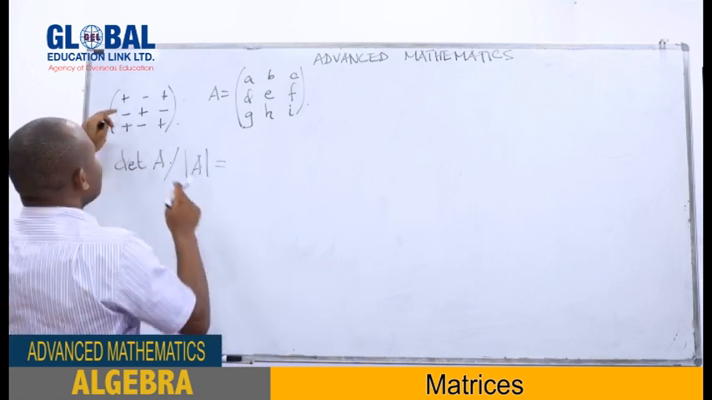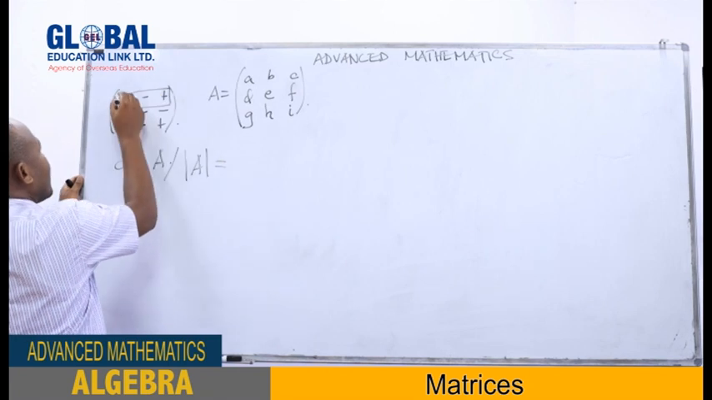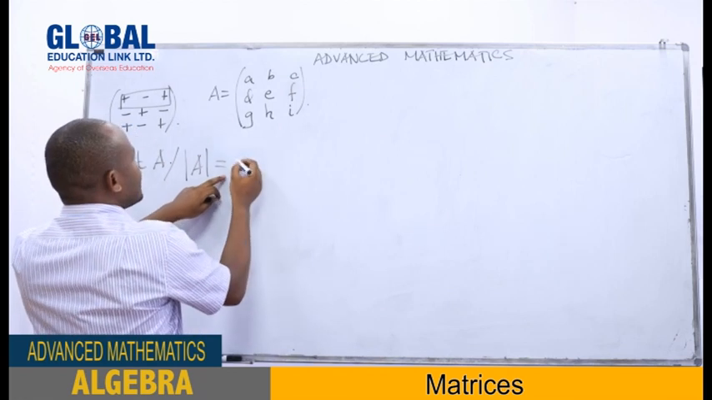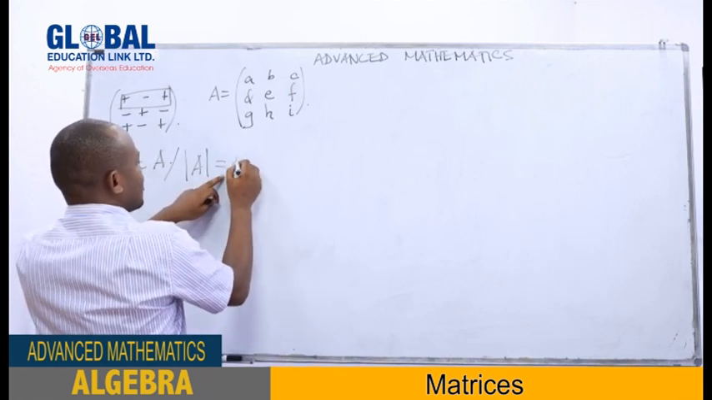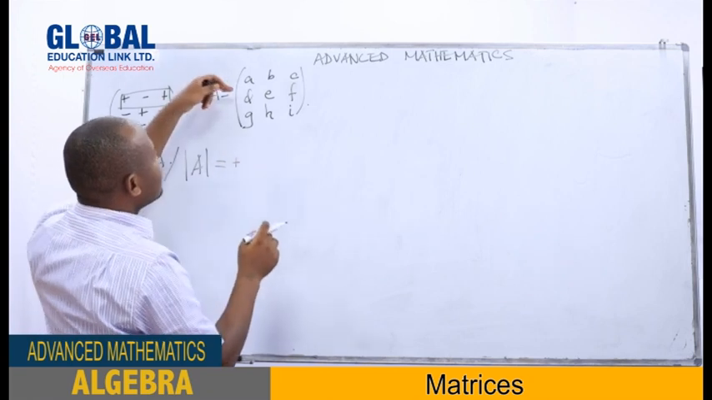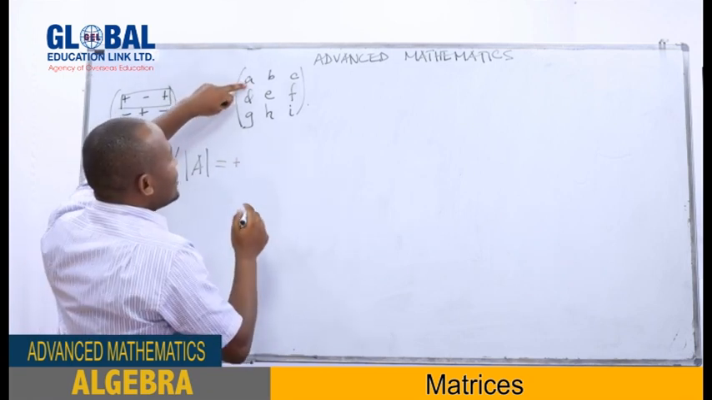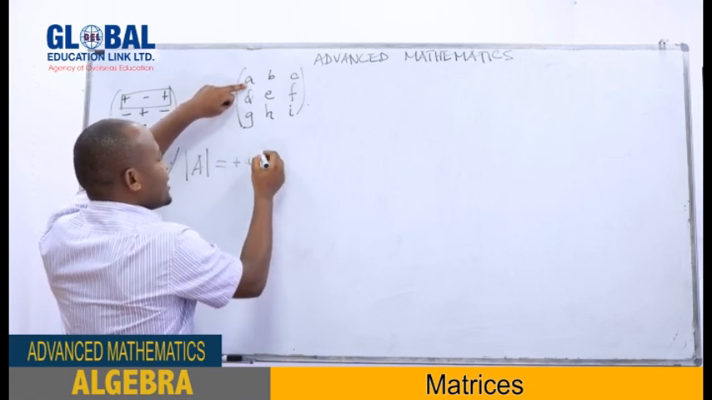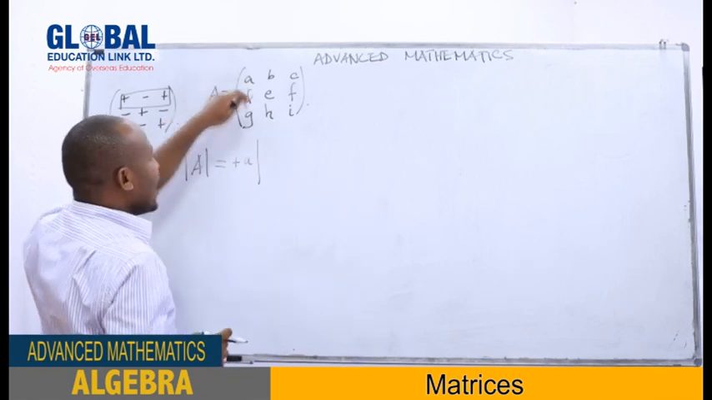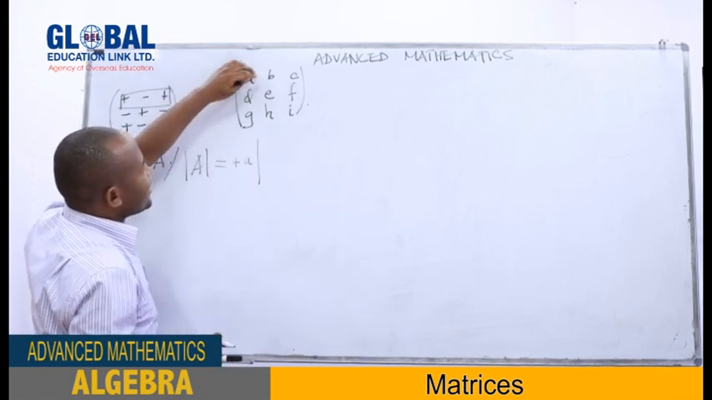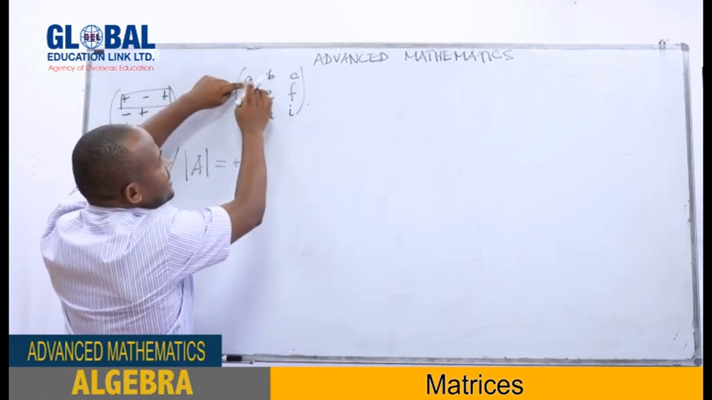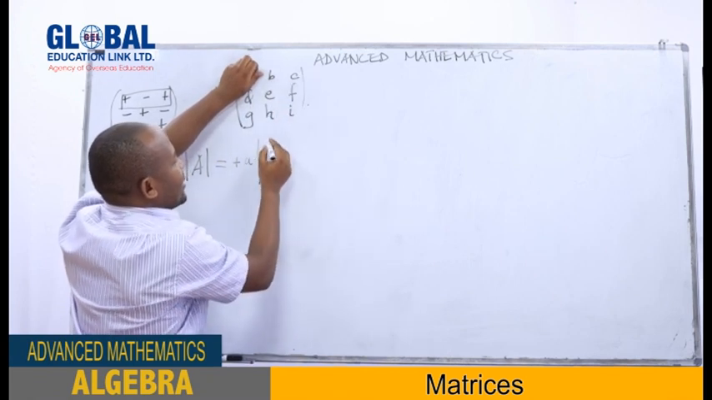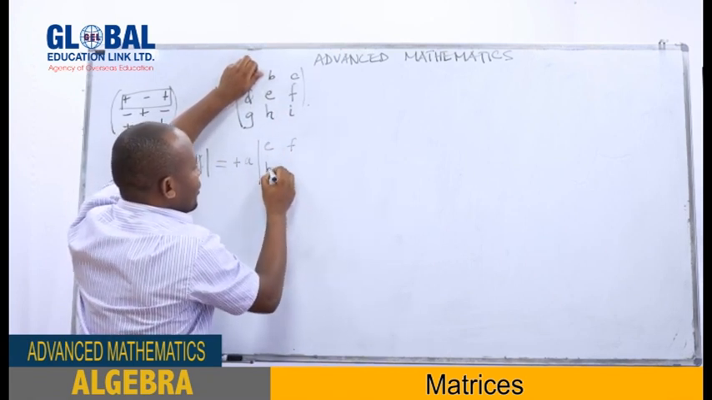Now, let's use that row. We see that the pattern there says it is positive. For this positive, we take the element from the first row, first column, which is A, times the determinant of a 2 by 2 matrix. If we take that element, the row and the column where A is go, so we are left with the matrix E, F, H, and I.